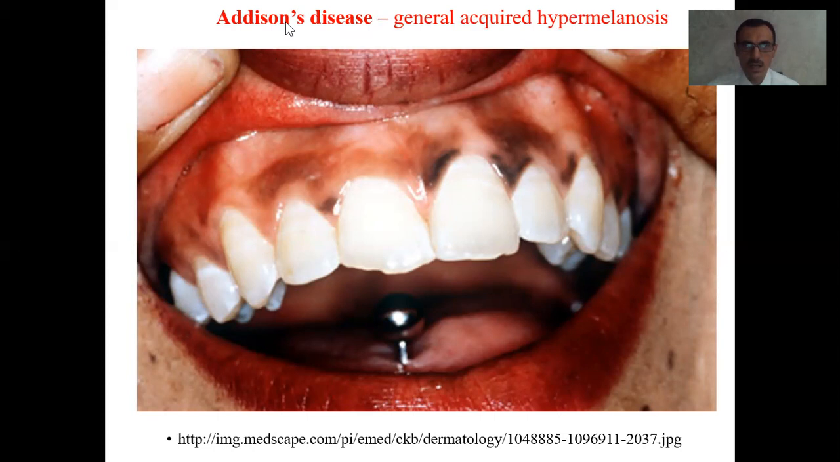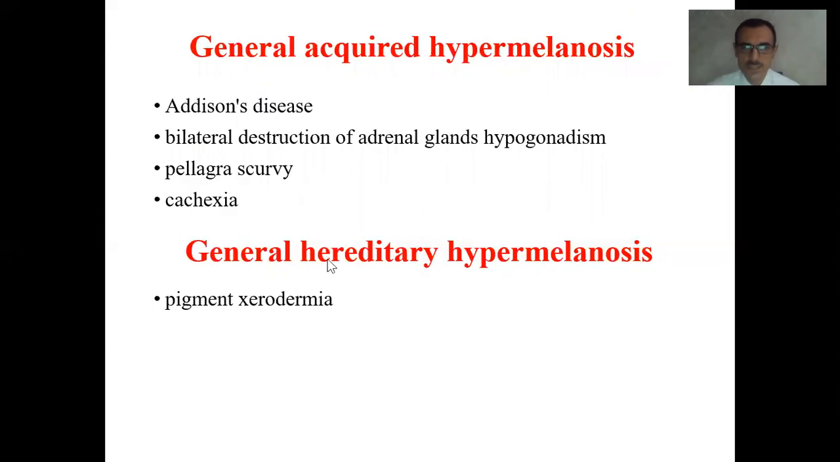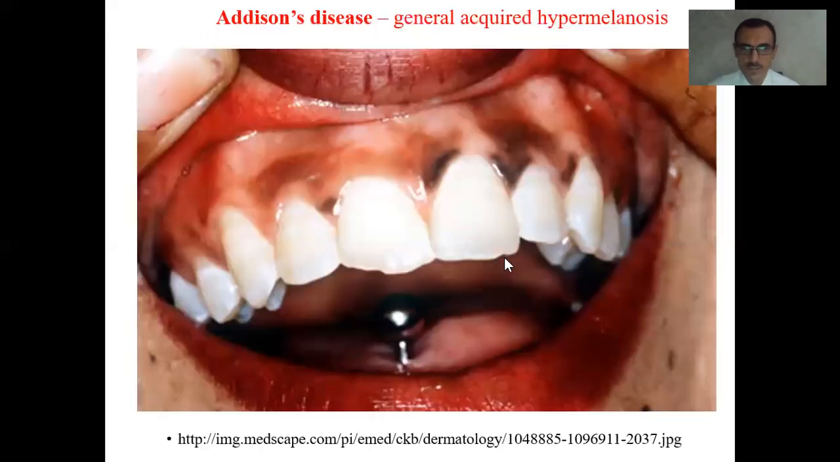This is Addison's disease, and in the gums of these patients we see the accumulation of melanin. Or xeroderma pigmentosum, the structure, the accumulation of melanin. Xeroderma pigmentosum, this is the general hereditary hypermelanosis.